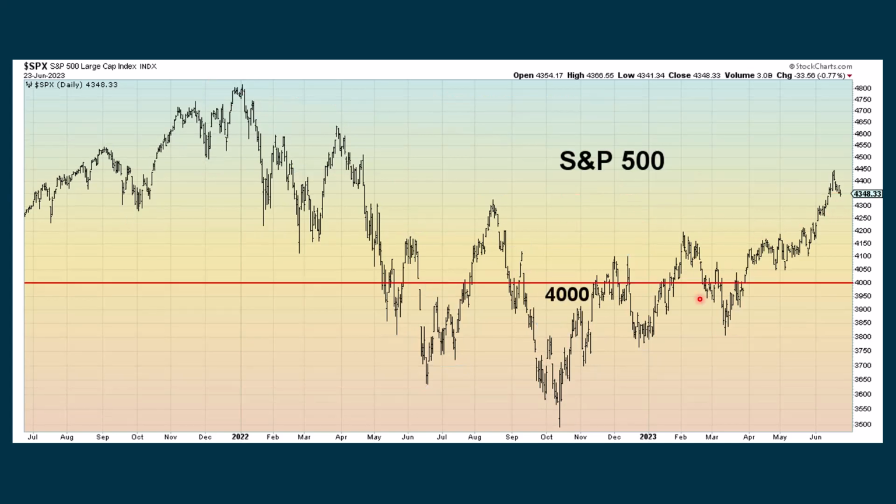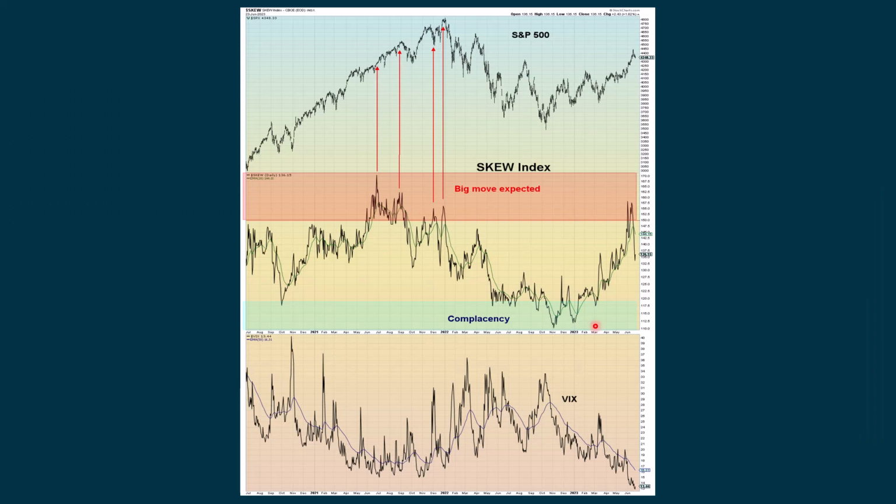Then we also have spent a lot of time above and below the 4,000 level. We're quite a ways above it now. I just put up a chart with this line on here just to show how many times we've bounced up and down below that. Then we also look at the skew index.